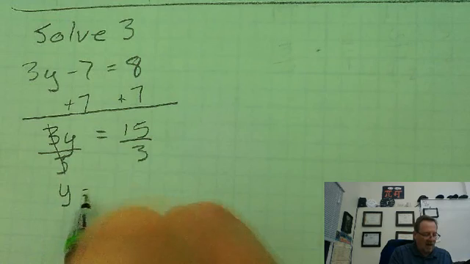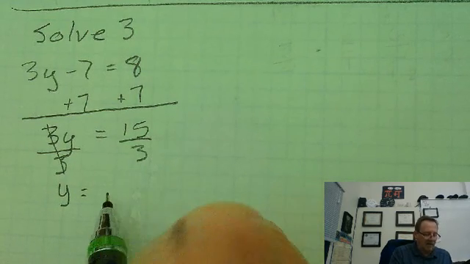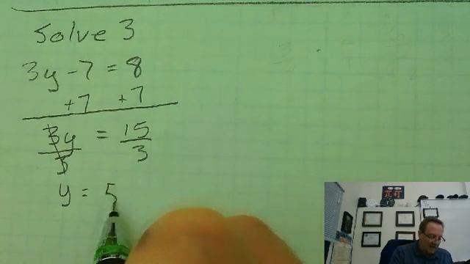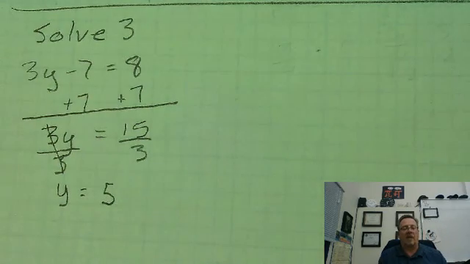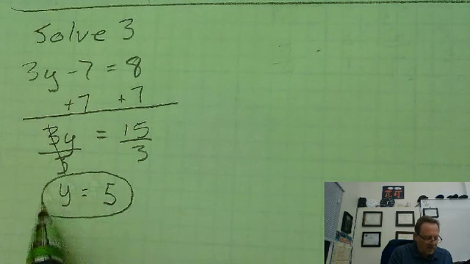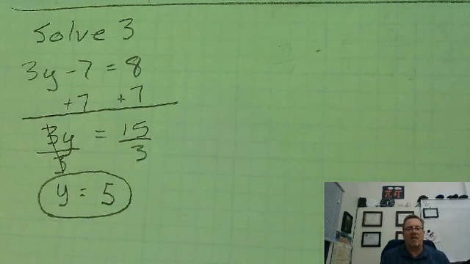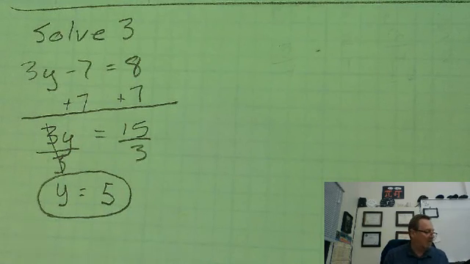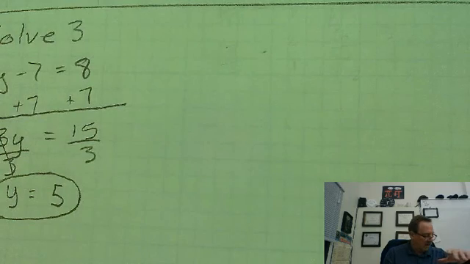That leaves me with y. 15 divided by 3 is 5. And don't forget to bring your equal sign along. So we have solved this equation. We got y equals 5. That's my answer. It is that simple. We're going to do two steps in all of these. That's why they're called two-step equations. Okay? All right. Looks good.